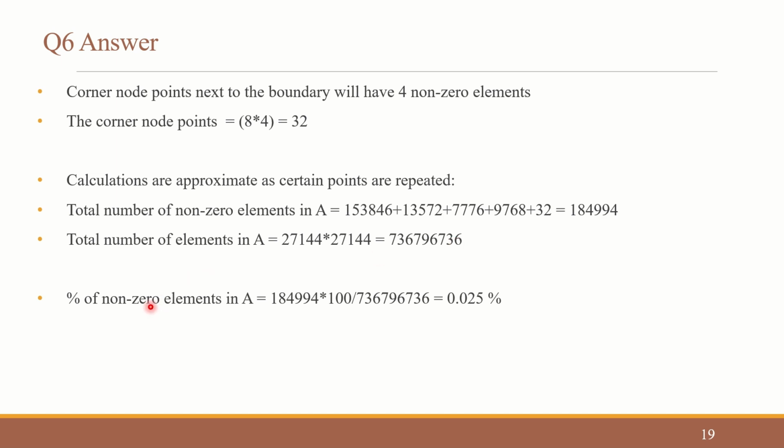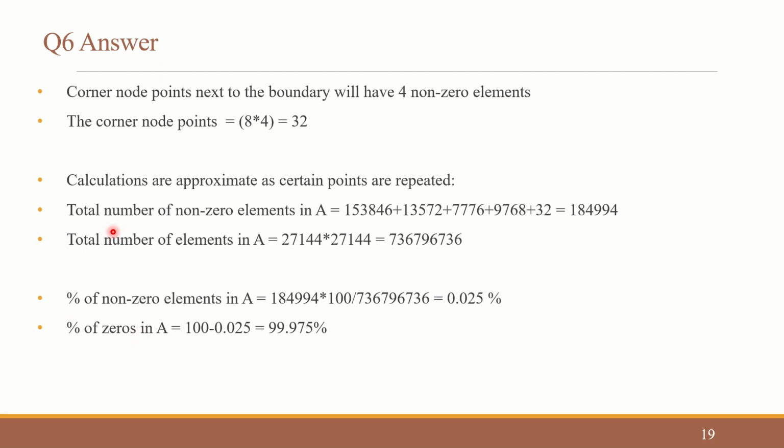And percentage of non-zero elements in A will be, these points we calculated are non-zero elements. So 1,84,994 into 100 divided by this value will give us 0.025. So percentage of zeros in A will be 100 minus this, which is 99.975 percentage. So it is above 99.9 percentage of elements of A will be 0.